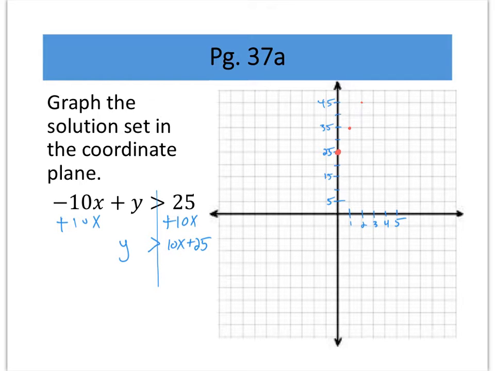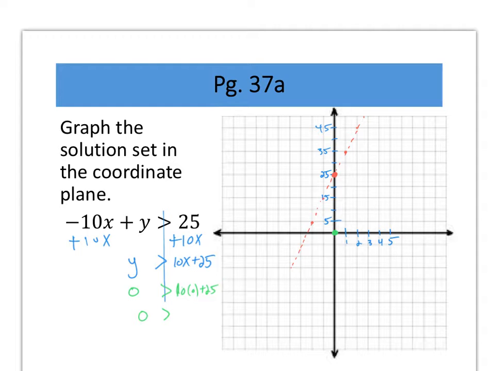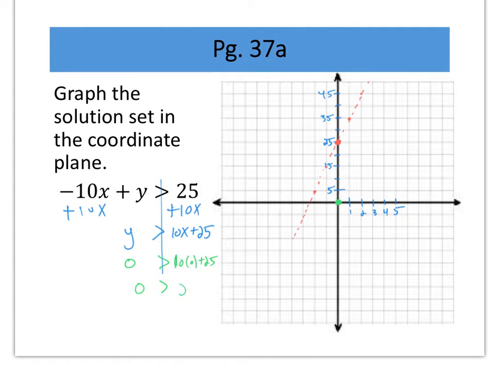If I go backwards, and I know it's a dashed line kind of going in this direction. Well, if I'm testing values, I'm going to choose an easy one. I like to choose 0, 0 because I can substitute 0 for y and 0 for x. So if I pick 0, 0, is 0 greater than 25? This is a false statement.